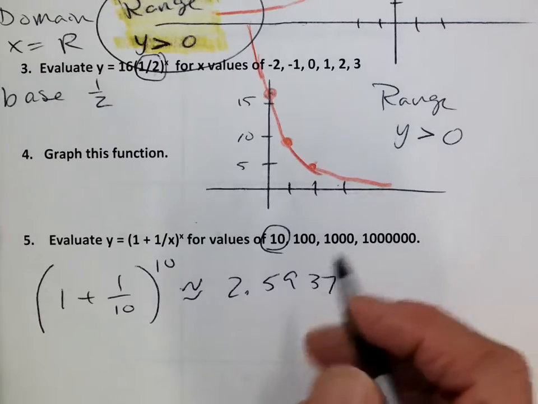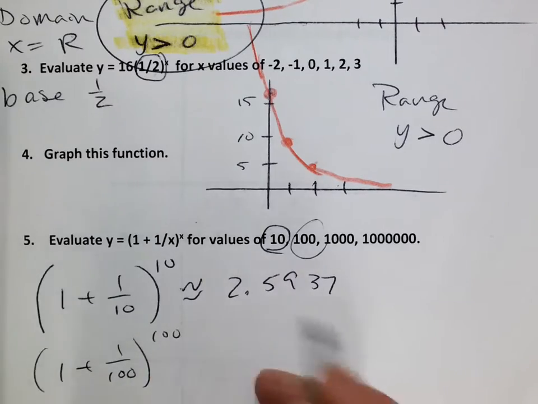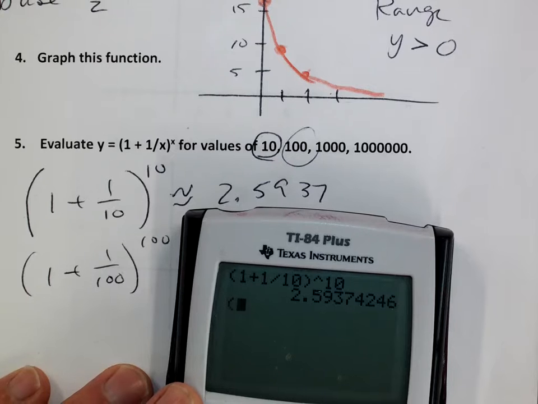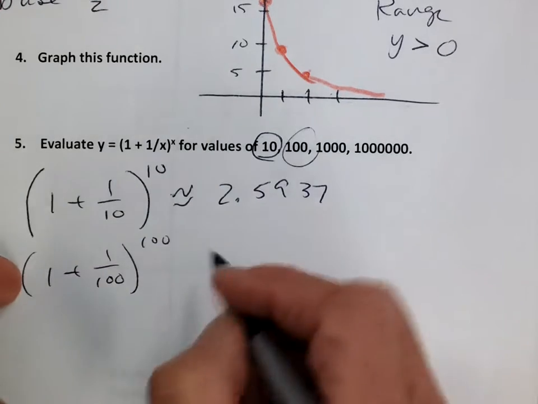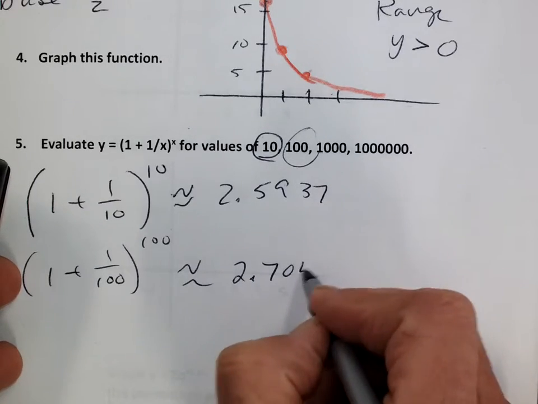2.5937, blah blah blah. Okay, let me plug in 100: (1 + 1/100)^100. Okay, I'm going to do that. Parentheses 1 plus 1 divided by 100 to the 100th power. It's got to be huge, right? Oh, 2.7048. Wow. Yeah, I know what's going on, but I'm just going to keep it a secret for right now.